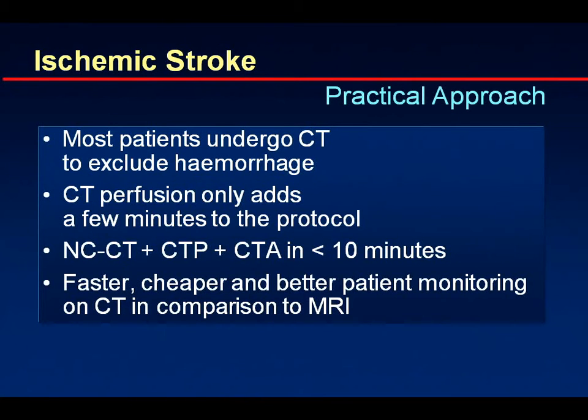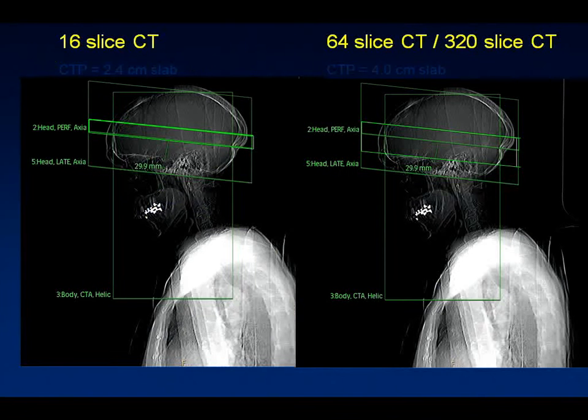So if you look at a practical approach, CT I think is interesting because it is available. Most patients undergo it anyway to exclude hemorrhage. The perfusion adds only a few minutes to the protocol. And if you do everything and have streamlined it, you can do it in less than 10 minutes. And it's, of course, cheaper, and it allows for better patient monitoring in comparison to MR.